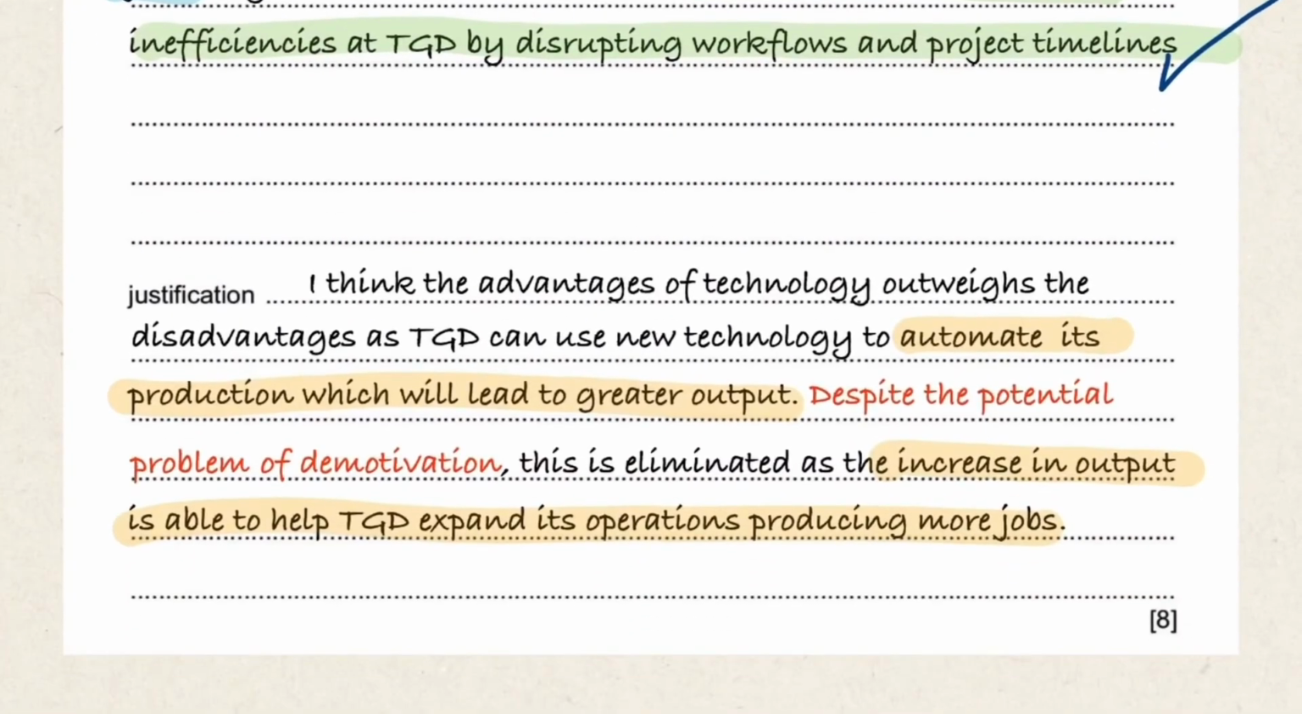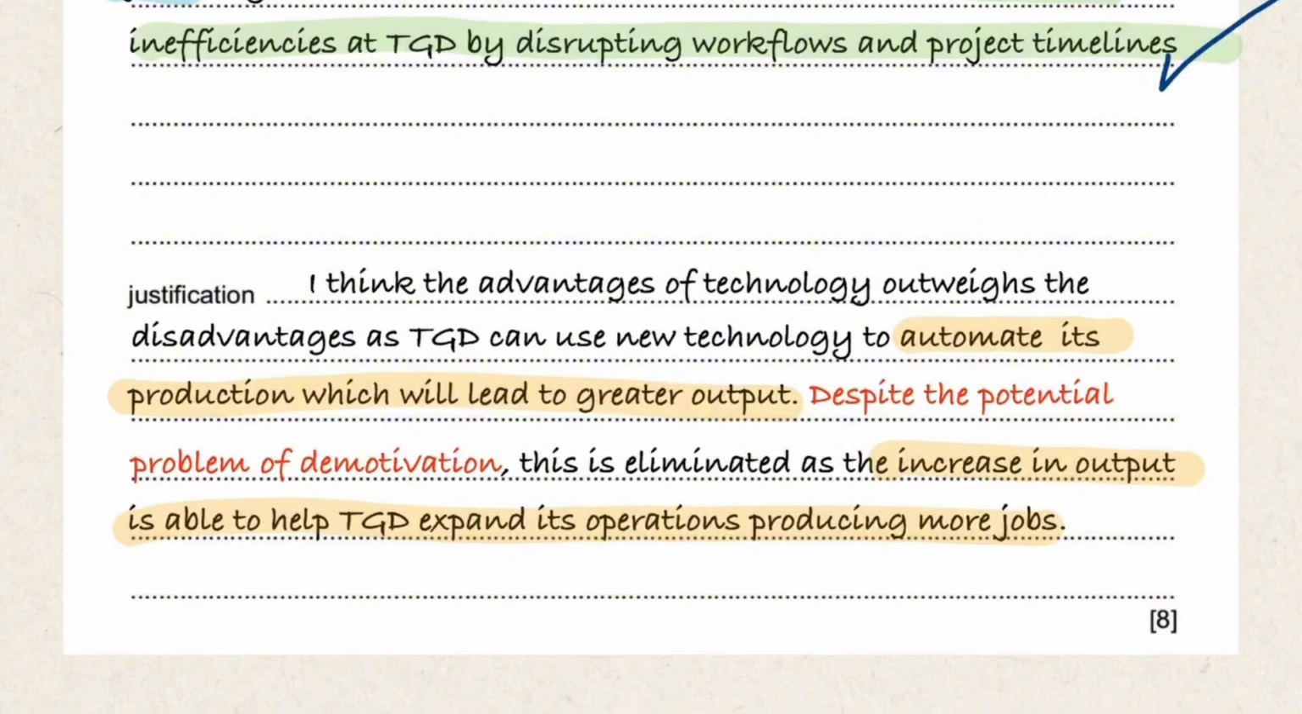And for the justification, I think the advantages of technology outweigh the disadvantages, as TGD can use new technology to automate its production, which will lead to greater output. In order to get the first evaluation point, you need to justify why your selected choice is the best. So in this case, technology allows the business to automate production, which will lead to greater output.